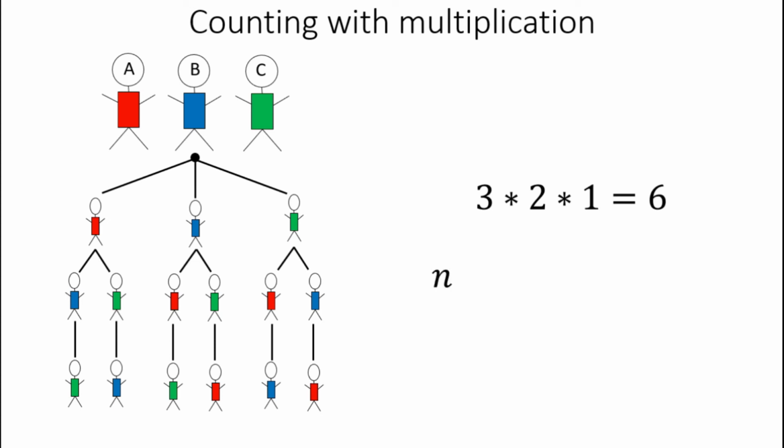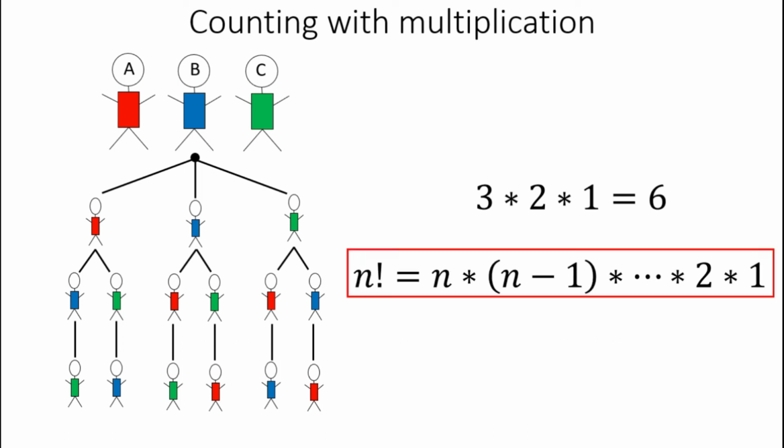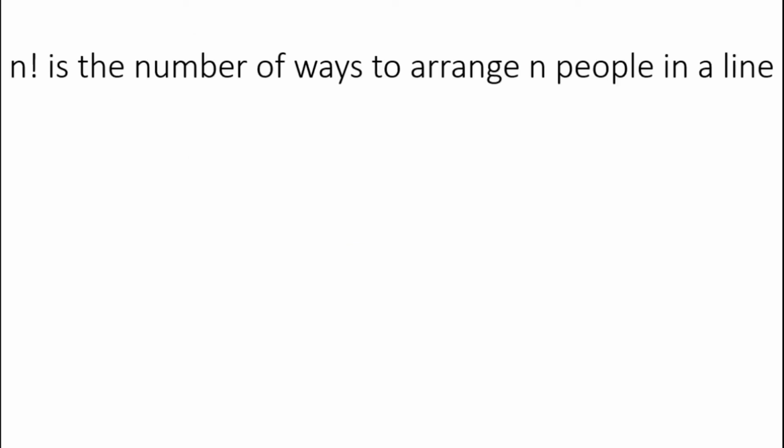If we had n people that we wanted to arrange, there would be n choices for who goes first in the arrangement, n minus 1 choices for who goes second, and so on, for a total of n times n minus 1 times all the way to 2 times 1 ways to arrange n people. We've seen this expression before. It is the expression for n factorial. So, n factorial is the number of ways to arrange n unique people in a line.